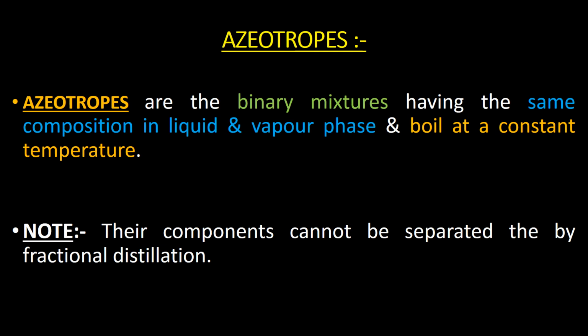In this session, I am going to discuss azeotropes and colligative properties. Let us know what we mean by azeotropes. Azeotropes are binary mixtures having the same composition in the liquid and vapor phase and boiling at a constant temperature. Their components cannot be separated by fractional distillation.